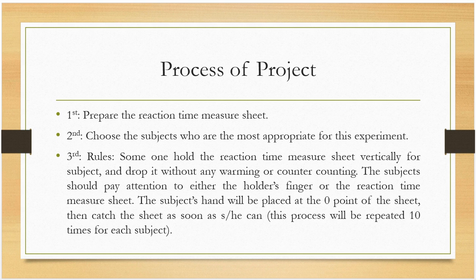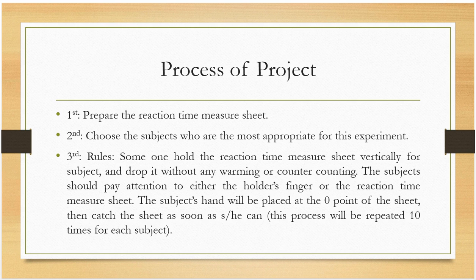The process of the project. First, prepare the reaction time measure sheet. Second, choose the subjects who are the most appropriate for this experiment. Third, the rules. Someone holds the reaction time measure sheet vertically for the subject and drops it without any warning.